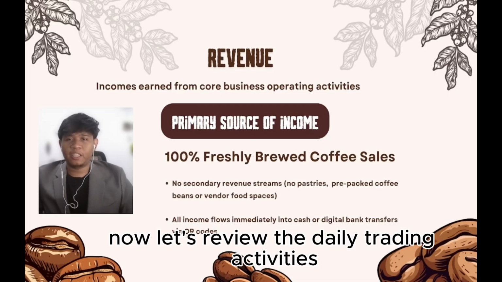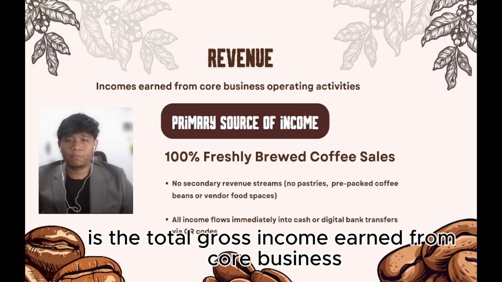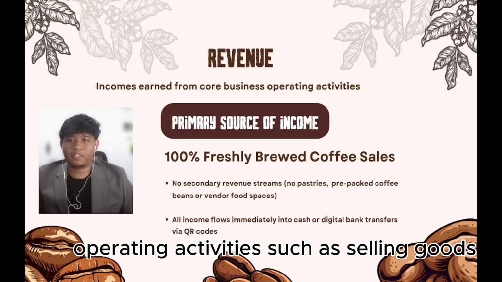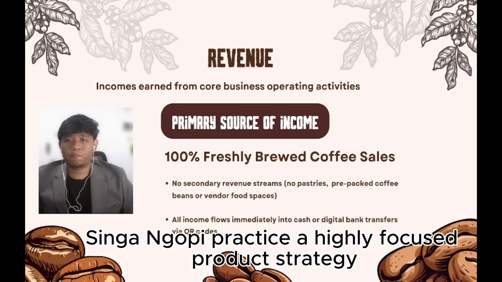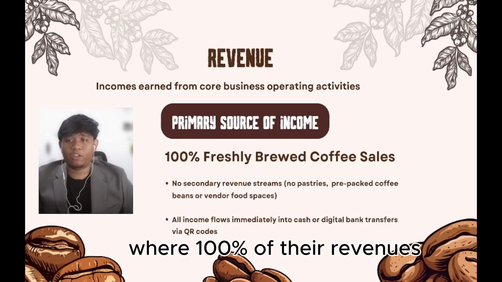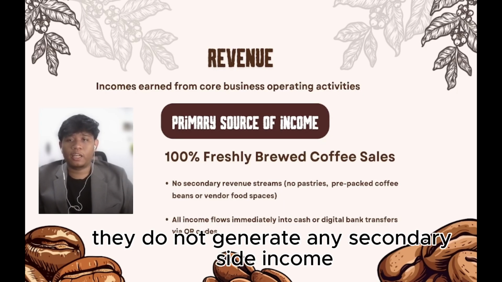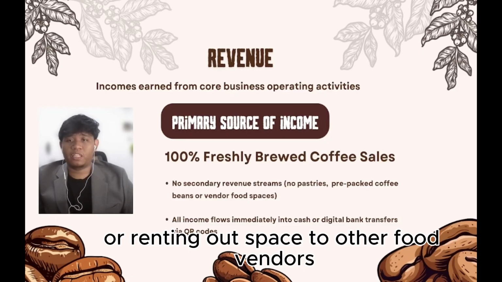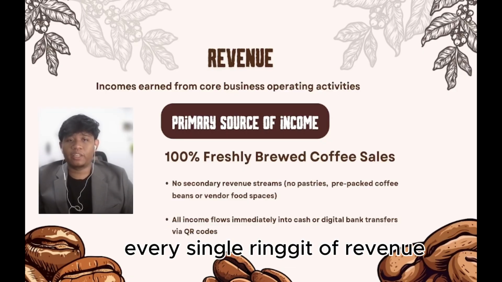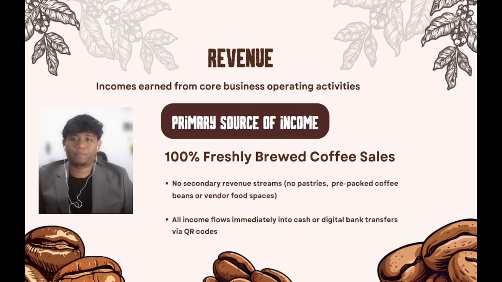Now, let's review the daily trading activities, starting with revenue. Revenue is the total gross income earned from core business operating activities such as selling goods. Sinngahngopi practice a highly focused product strategy where 100% of their revenues come strictly from freshly brewed coffee sales. They do not generate any secondary side income from selling pastries, pre-packed beans, or renting out space to other food vendors. Every single ringgit of revenue flows directly from a daily hot and iced beverage transaction.